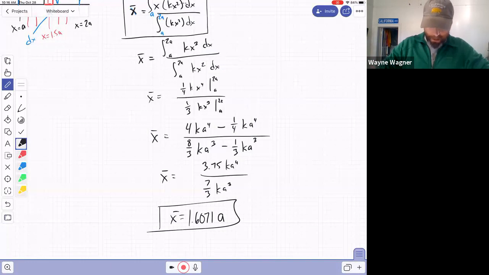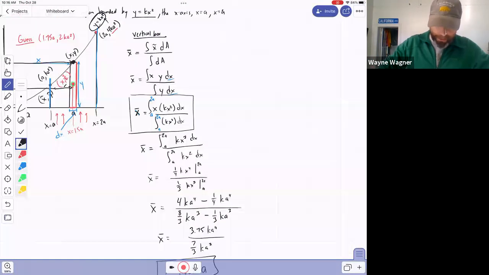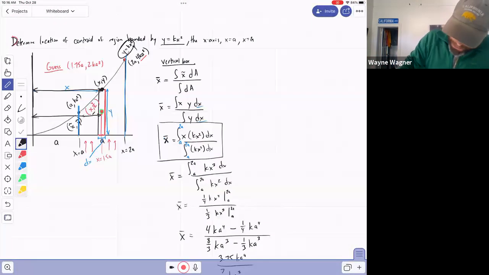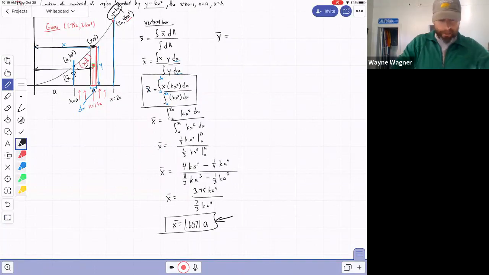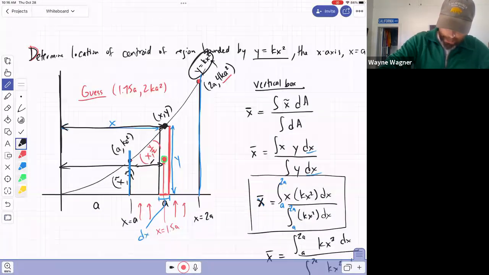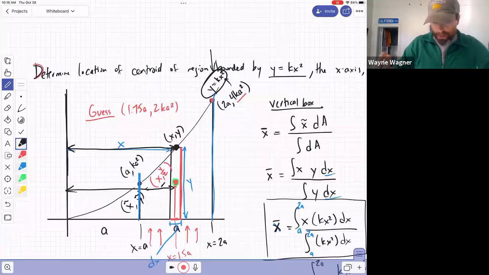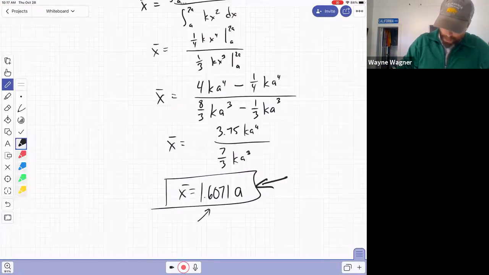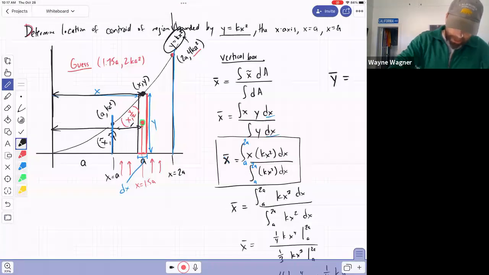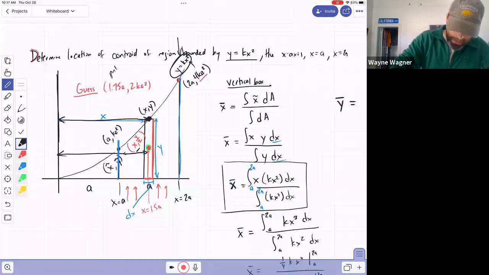Okay, so let's go ahead and stick with the vertical boxes, and I'm going to do the y bar. One interesting thing to note is that x bar is not a function of k. So it doesn't matter if this k right here were 3 or 7 or 100, the x bar is not going to change. So that's kind of interesting. Notice that this number, 1.6071, okay, this guess was pretty good. Pretty good.